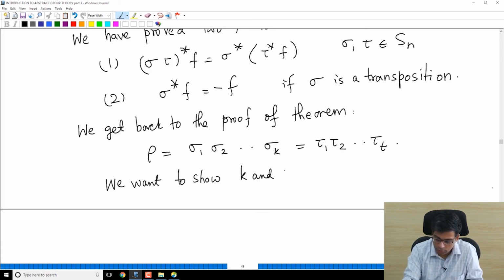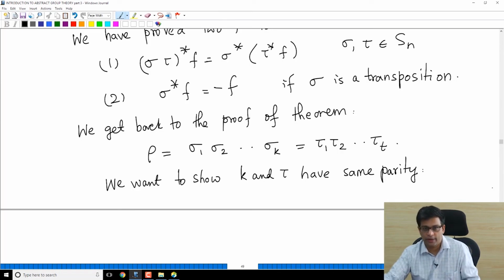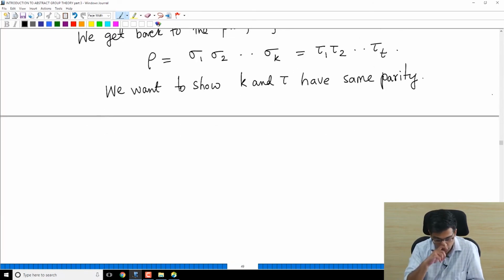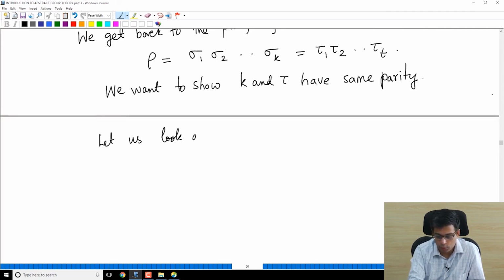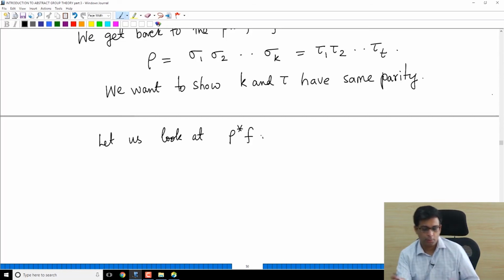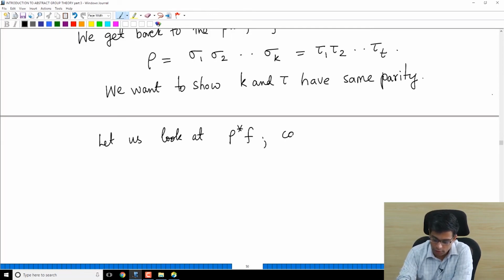So we want to show that k and t have the same parity, which is to say that they are both even or both odd. One is even means the other must be even. One is odd means the other must be odd. So let's now, to prove this, let us look at rho star f. The proof is almost done, and it will be pleasant, having proved the two results. Because rho has two representations, we can compute rho star f in two ways.